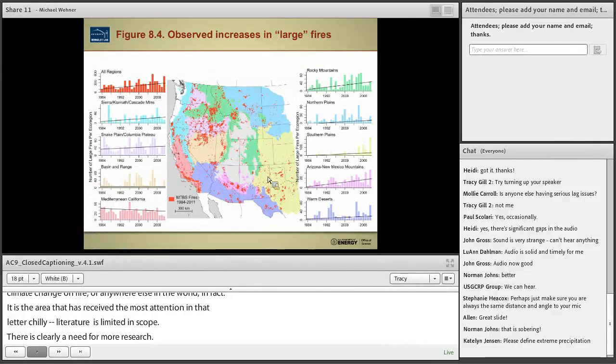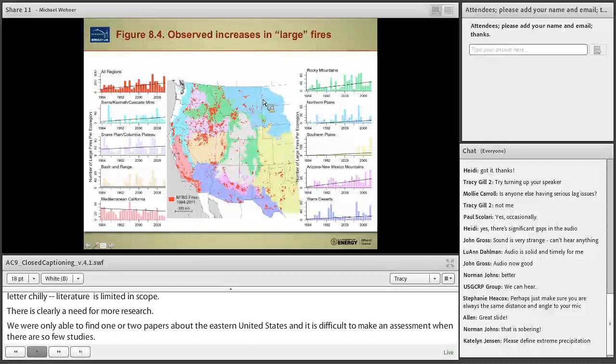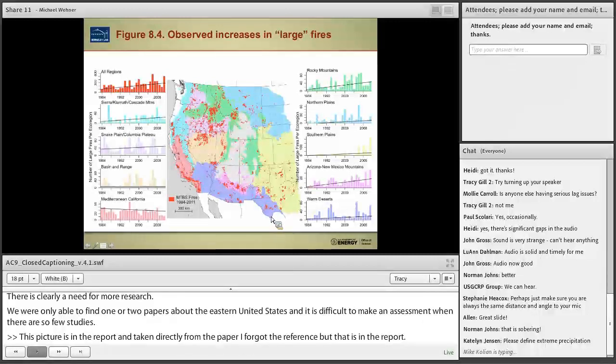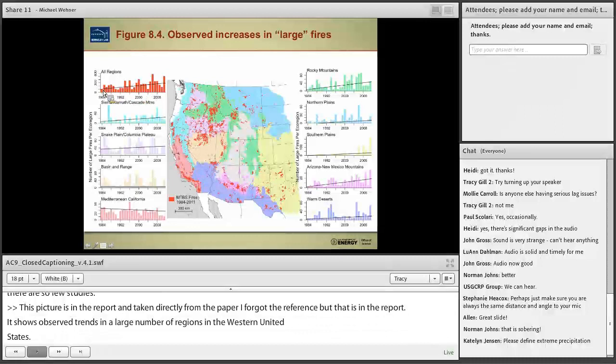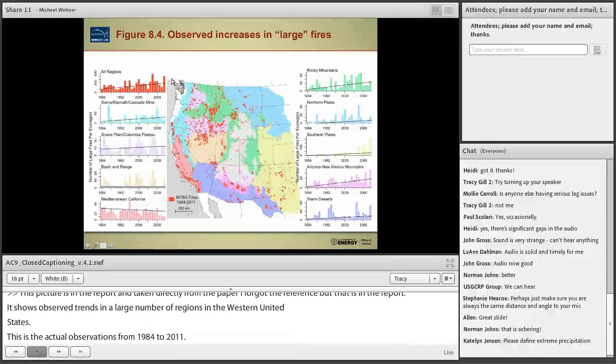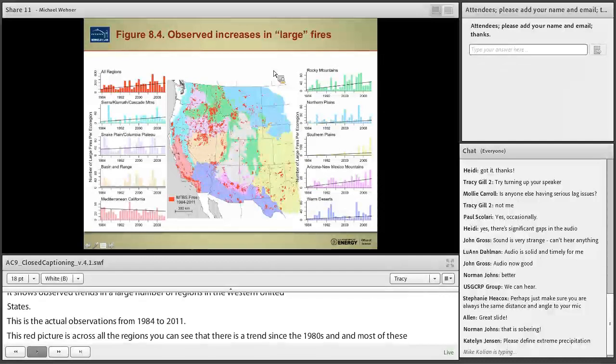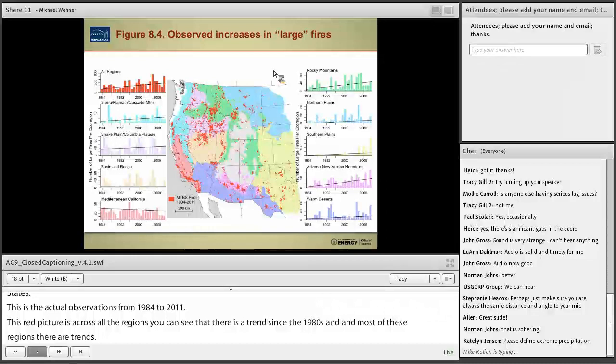This picture is in the report. It's taken directly from a paper, and I've forgotten the reference, but that's in the report. And it shows observed trends in a large number of regions in the western United States. This is the actual observations from 1984 to 2011. This red picture is across all the regions. You can see that there's a trend since the 1980s. And in most of these regions, there are trends in these large fires, greater than 800 acres, I think it is. And this is part of the evidence for the key message.